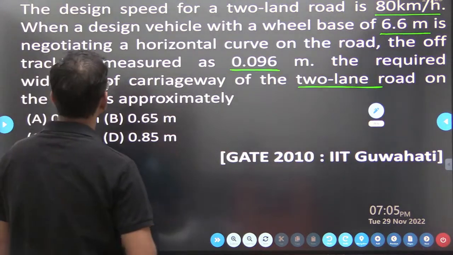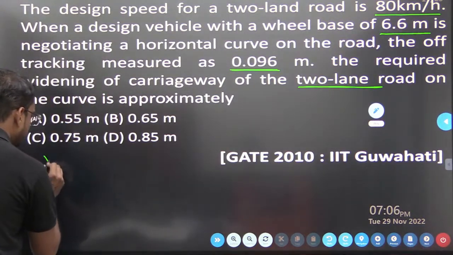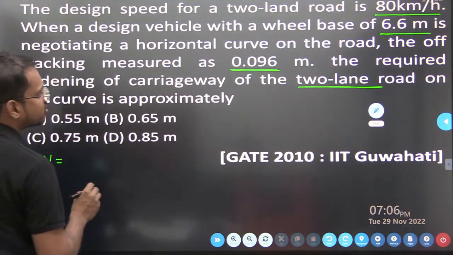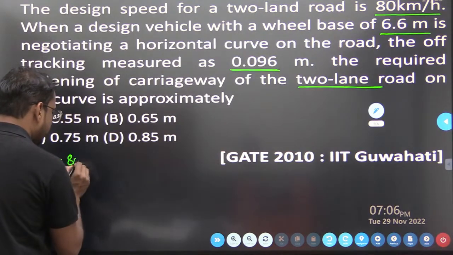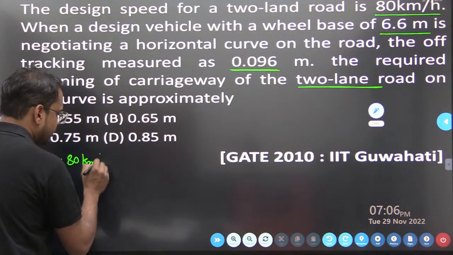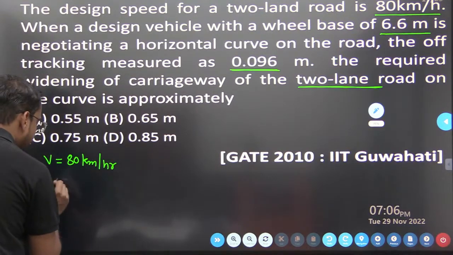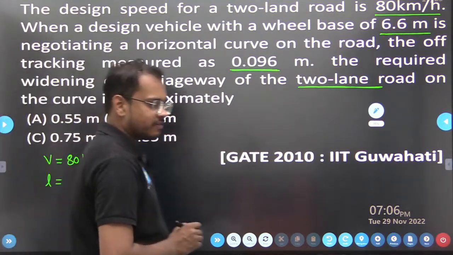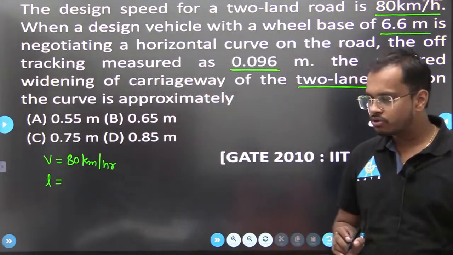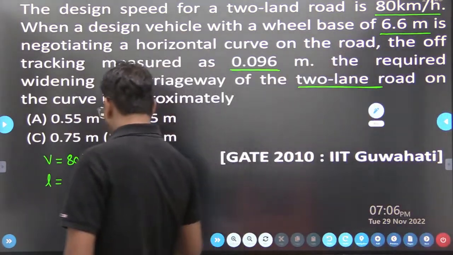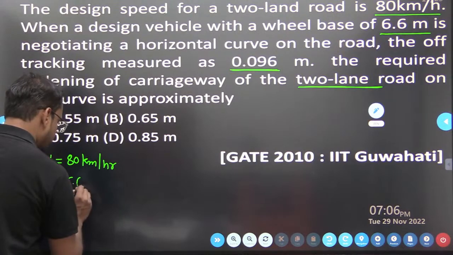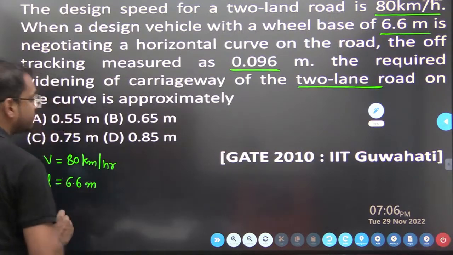Now, see here, please. Design speed is already given in the question. What is the value of design speed? Design speed is 80 km/h. Similarly, length of wheelbase, that means small l, is given in the question. Small l is equal to 6.6 meter. Am I right? So the value of small l is equal to 6.6 meter.